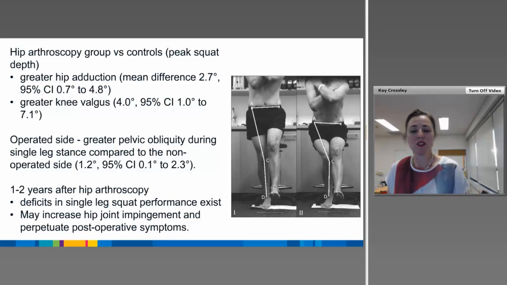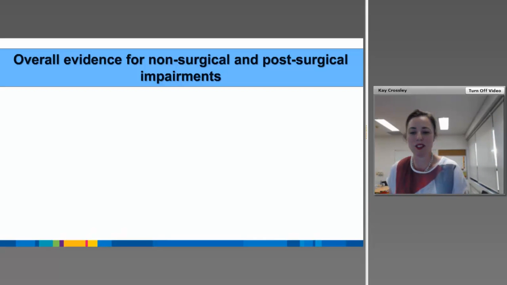So to summarise, we found that 1 to 2 years after hip arthroscopy there were deficits in the single leg squat performance, and we speculate that these deficits put the hip into a position of impingement that may increase hip joint impingement pathologies and help perpetuate the post-operative symptoms that Kay talked about in her presentation.